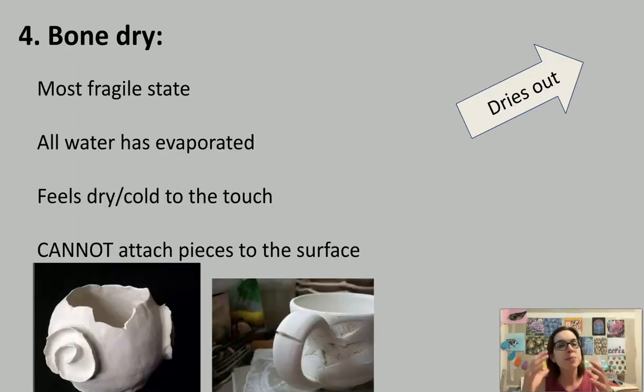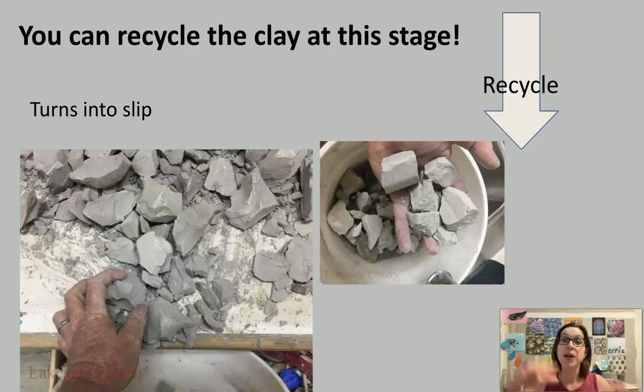Now, if we take that leather hard clay and let it dry out completely, it becomes bone dry. So bone dry is the most fragile state. This is when you can easily break your clay project. All the water, well, most of the water has evaporated because again, when we fire it in the kiln, it's going to take out some more water. It might feel dry or cold to the touch. And the thing is, when it's bone dry, we cannot attach pieces to the surface. It's very hard to try to attach everything back together. But you can recycle the clay at this stage.